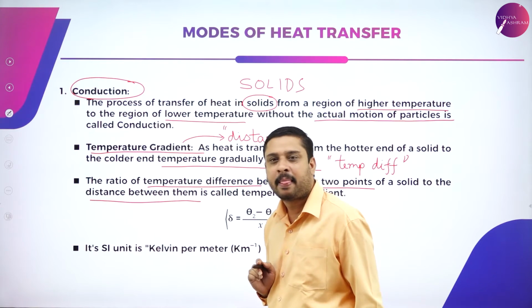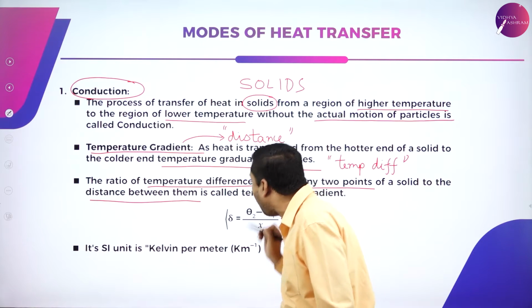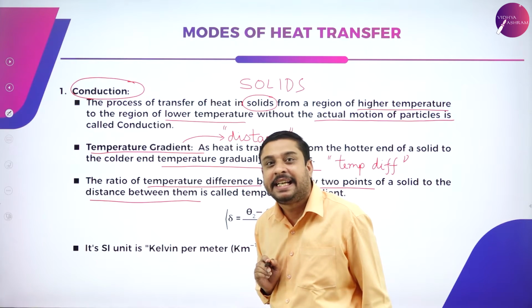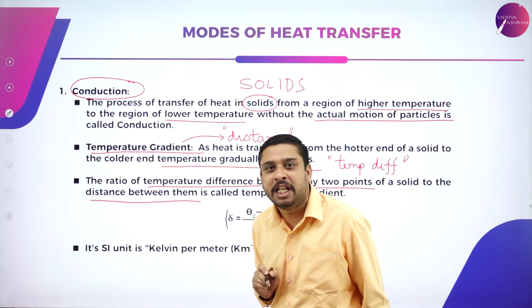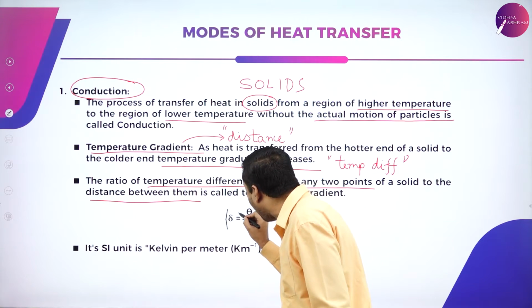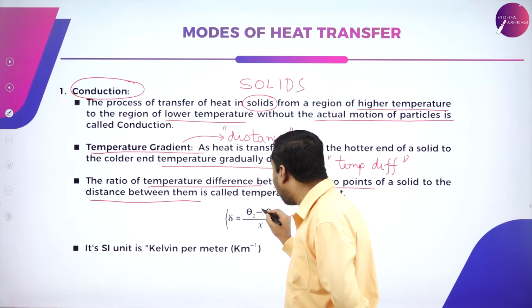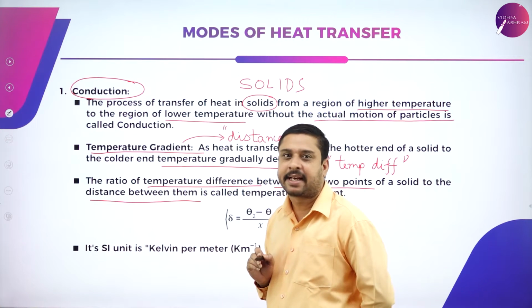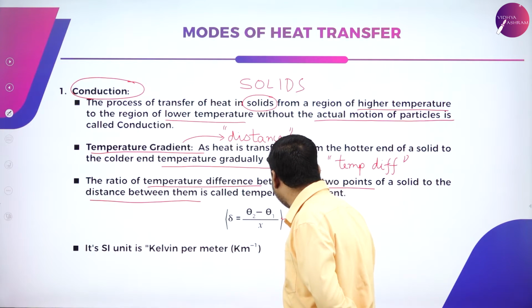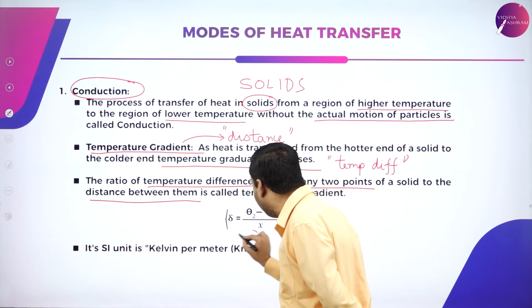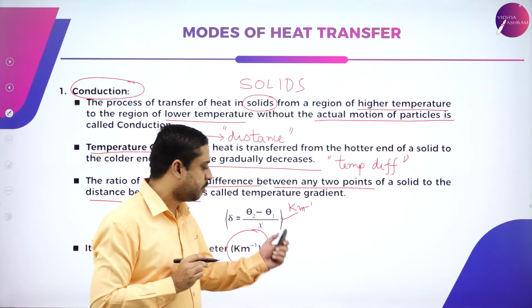It is a ratio. Ratio of what? Theta 2 minus theta 1, which is the temperature difference, divided by x. What is x? Distance between those two points. This ratio itself is called temperature gradient: theta 2 minus theta 1 by x. And the SI unit: this is temperature, Kelvin, divided by distance, so Kelvin per meter will give me the SI unit.